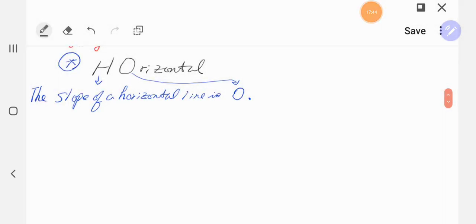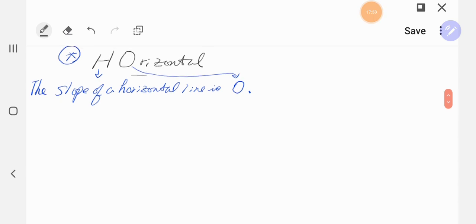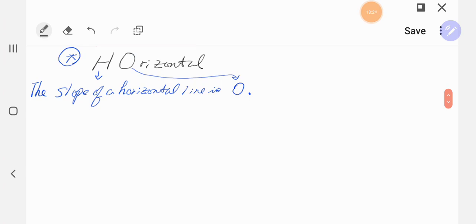All right, so let's consider this word horizontal. It spells H-O-R-I-Z-O-N-T-A-L, right? Let's check the first two letters, H and O. H: we want to find the slope of a horizontal line, so H is horizontal line. The slope is the second one, O, right? O looks like a 0. So the slope of a horizontal line is what? 0. Okay, to not be confused, the slope of a horizontal line is 0.